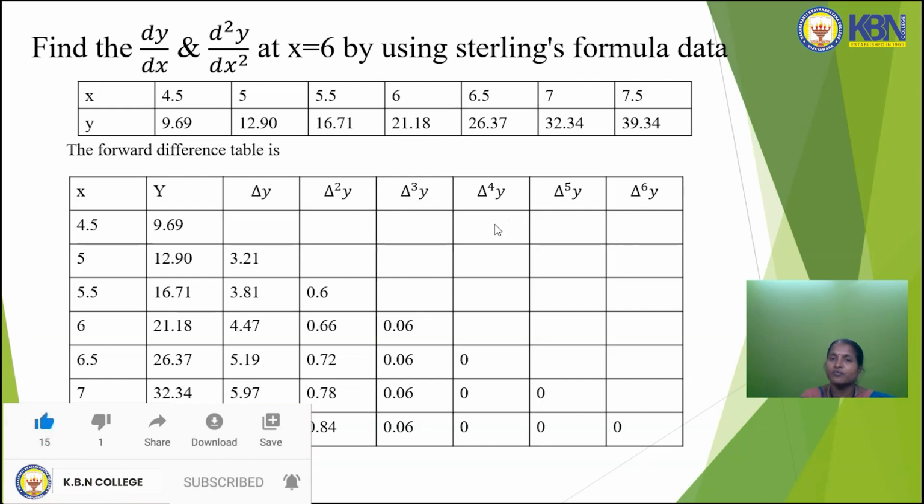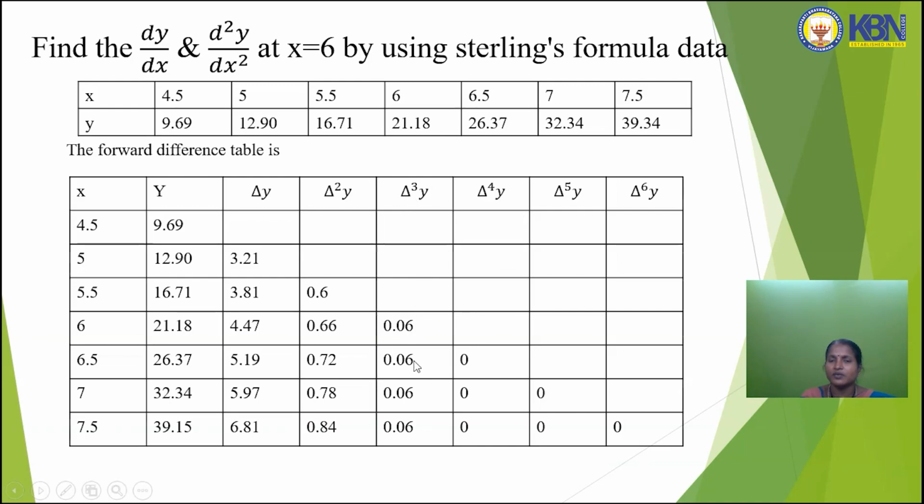Now we are making the fourth difference. Here the differences are all the same, 0.06, 0.06, and then obviously the fourth difference is zeros, the fifth difference is zeros, and also the sixth difference is zeros, because the x values are 1, 2, 3, 4, 5, 6, 7. Here there are 7 x values, so obviously you are getting 6 differences.